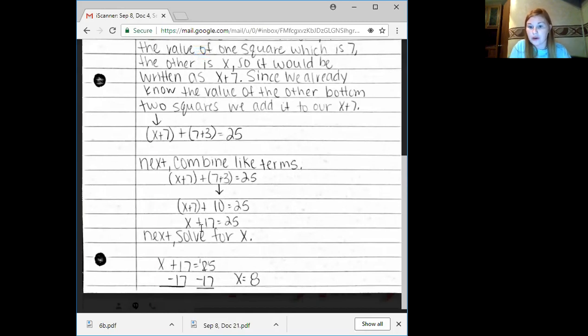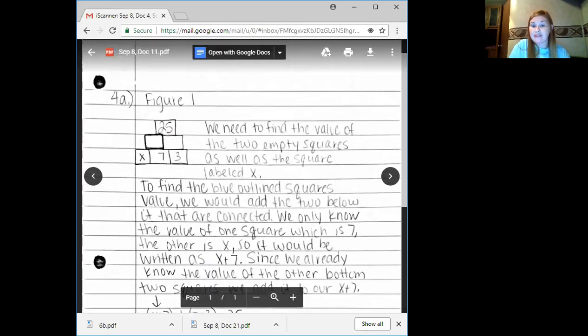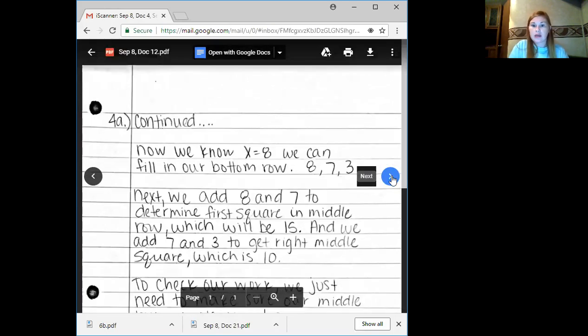So as all of you know, we're going to subtract the 17 from the 25, and that gives us x equals 8. So that tells us what our x value is, and from there we can figure out what the rest of it is. We would add the 7 and the 8, and then the 7 and the 3, and that would fill out our 2 empty squares.